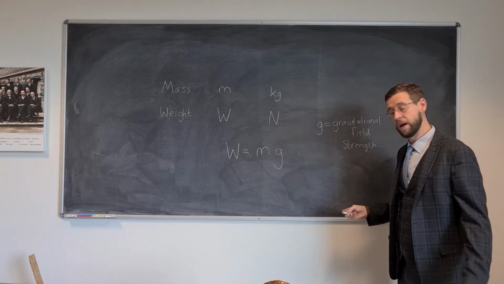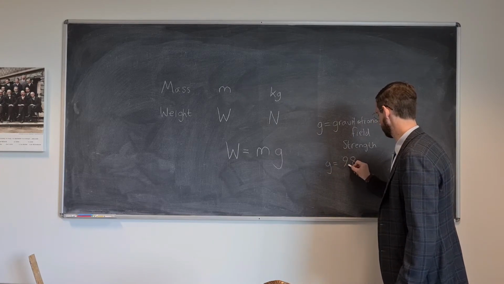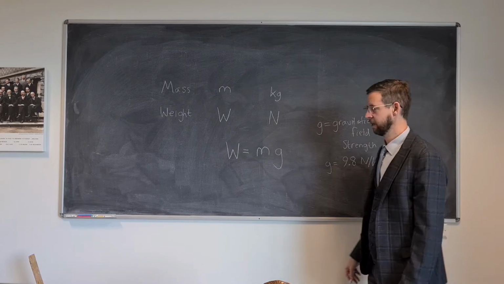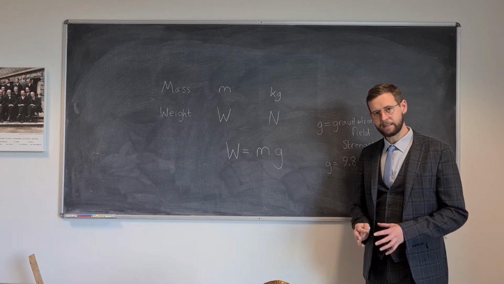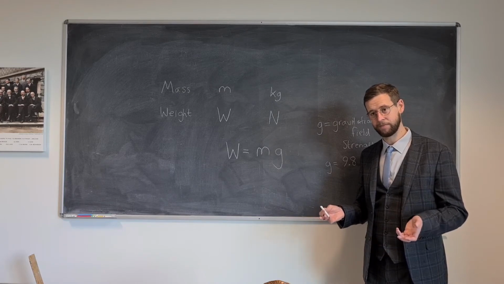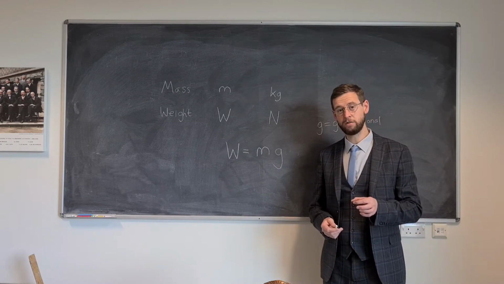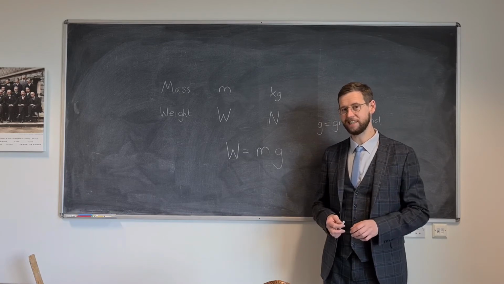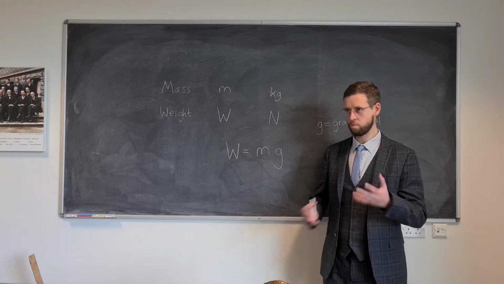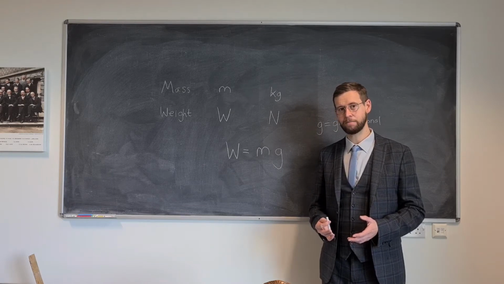On Earth, the gravitational field strength is equal to 9.8 newtons per kilogram. This means that my mass must be multiplied by 9.8 to tell me what my weight is. It also means that those slotted masses of 100 grams each are approximately 1 newton each. That's handy, isn't it? So if I was 76 kilograms, I would expect to be, roughly speaking, just less than 760 newtons. So let's measure my weight.